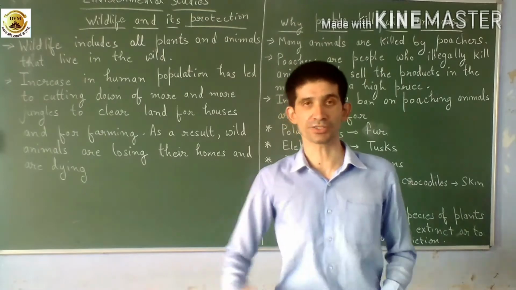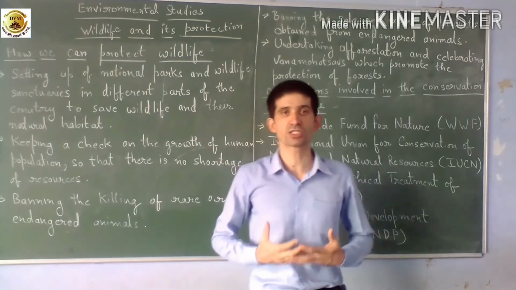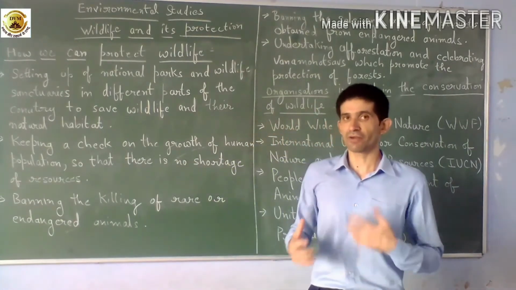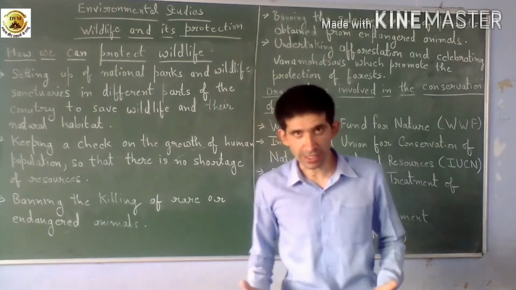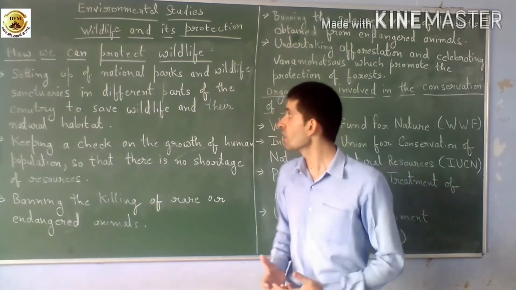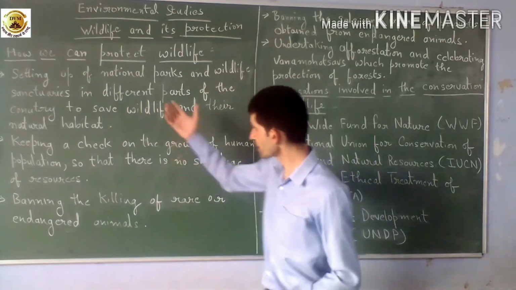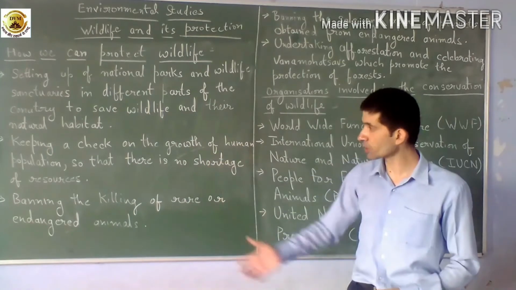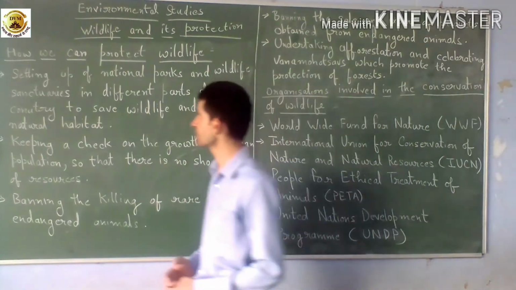from the earth. Students, now we discuss the next part of today's topic, wildlife and its protection. After reading about wildlife and why people kill wild animals, a question arises in our mind: how can we protect wildlife? So there are some measures written on the board to protect the wildlife. We will go through all these points one by one. Okay, so let us start.